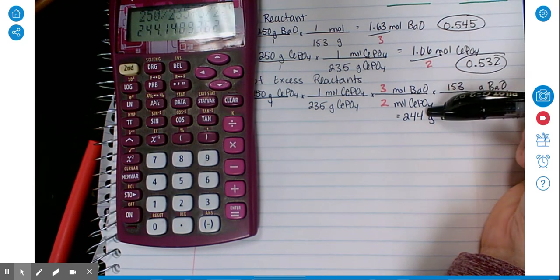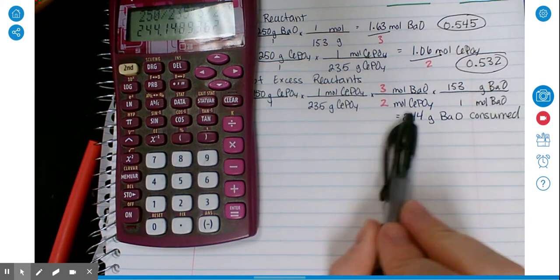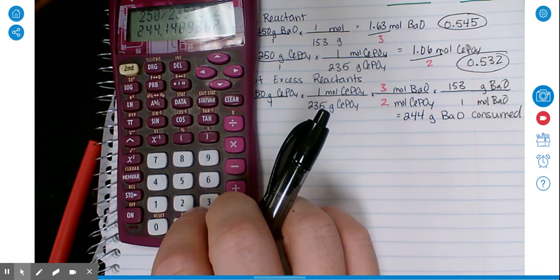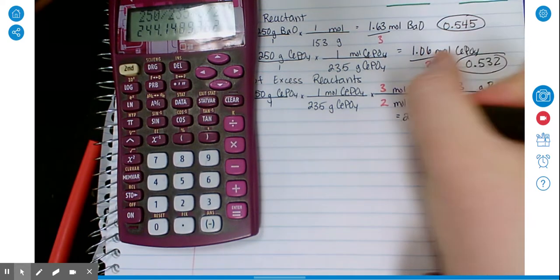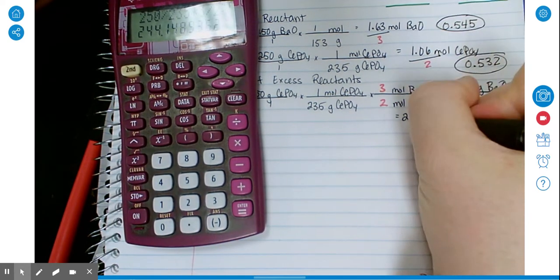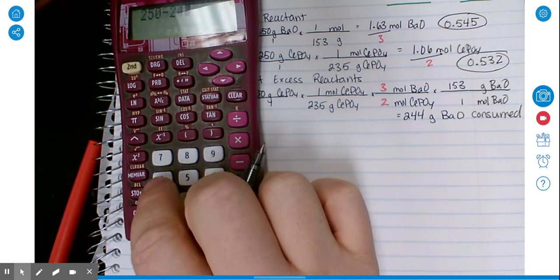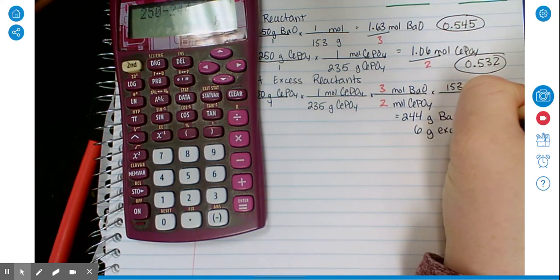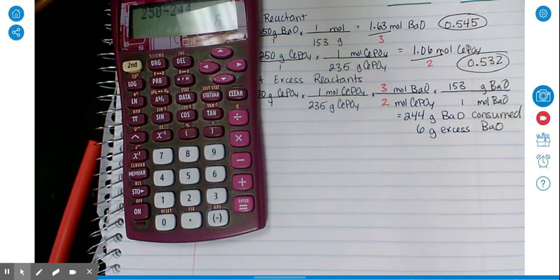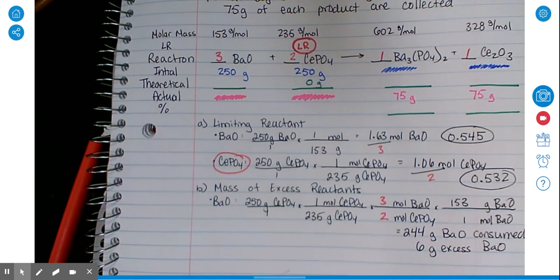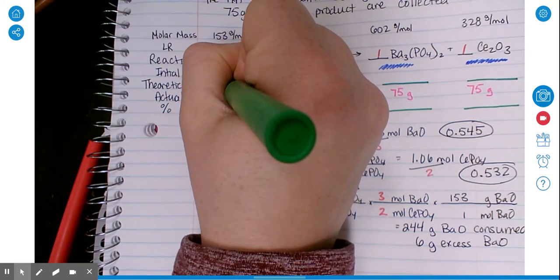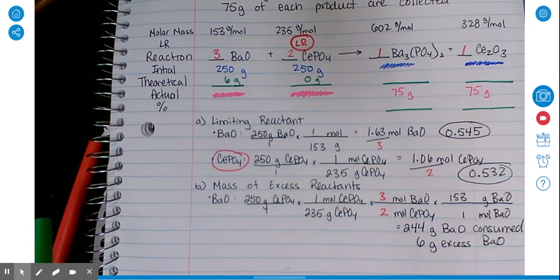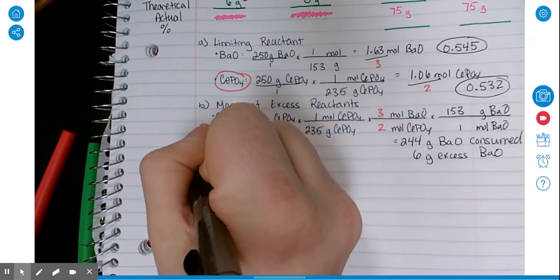You can kind of double check: since these numbers were so close, we're going to use almost all of it. We started with 250, ended with 244. So you can probably do that in your head, 250 minus 244, we're going to have 6 grams of excess barium oxide. Now I just need to calculate the mass of my products.